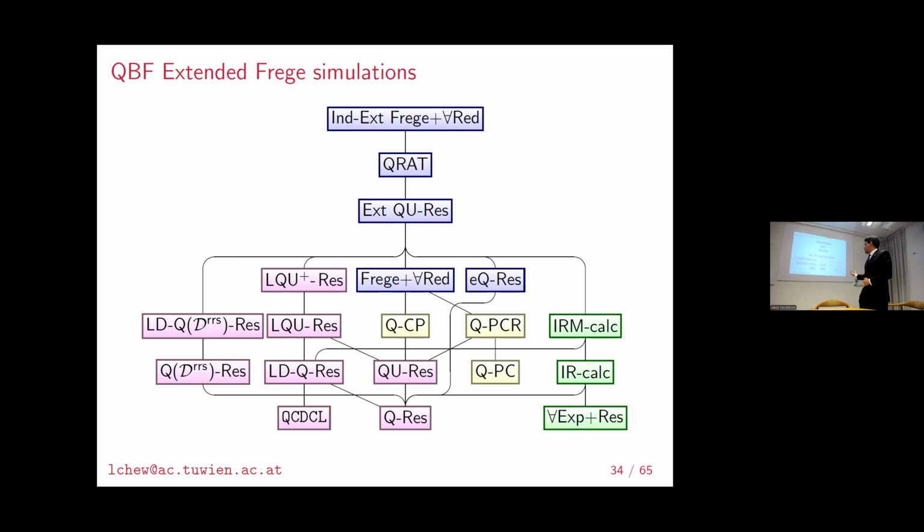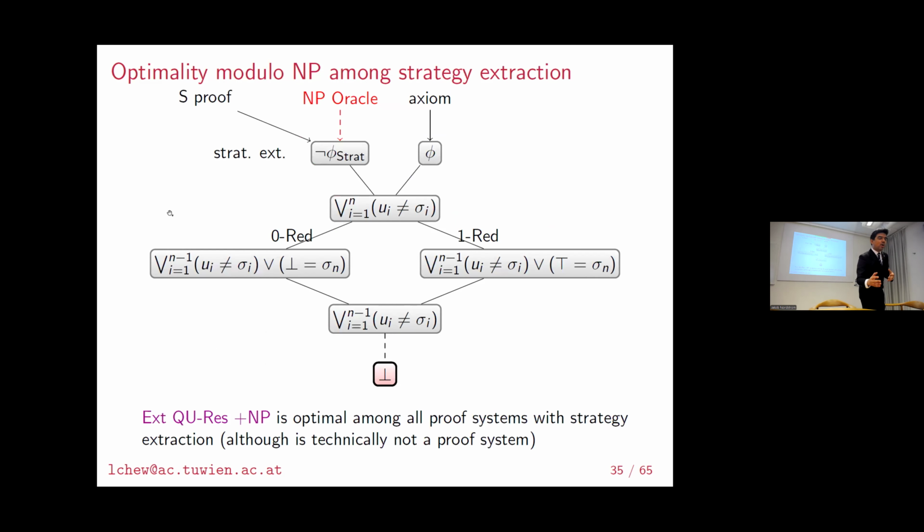So what I ended up doing, and it took a lot of work, is we had this other kind of strategy extraction. If you remember back, we had this round-based strategy extraction, which is very similar to feasible interpolation. I ended up having to formalize that all with extension variables in order to show that you can P simulate it. It did end up working out, and we do get the P simulation. Another way of putting this technique is to talk about it generally, and I've called this optimality modulo NP among the proof systems that have strategy extraction.